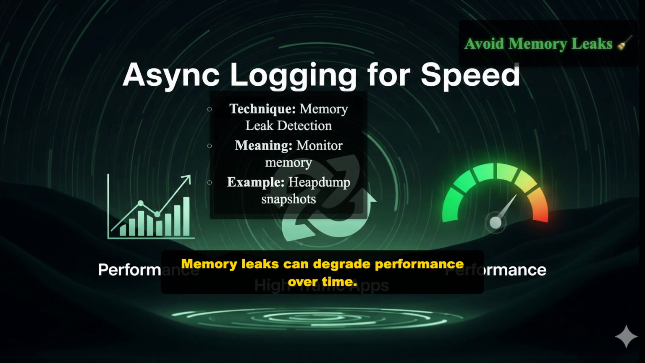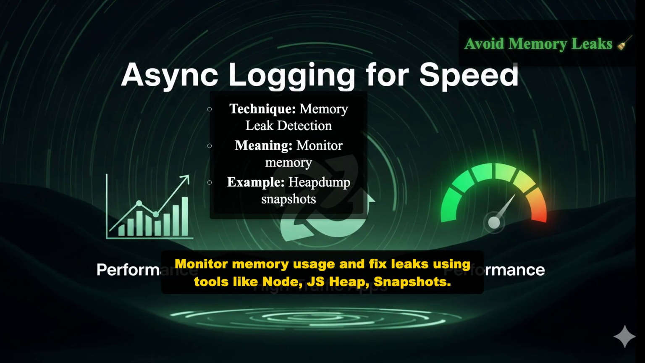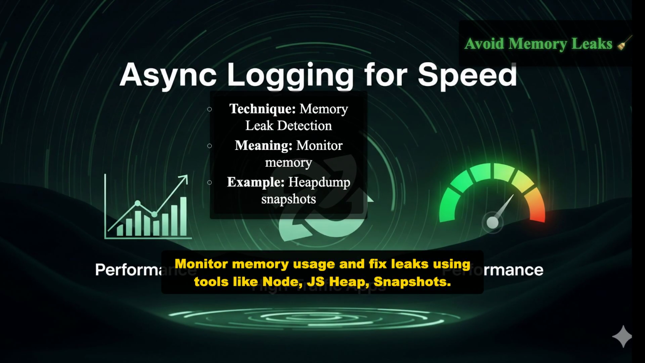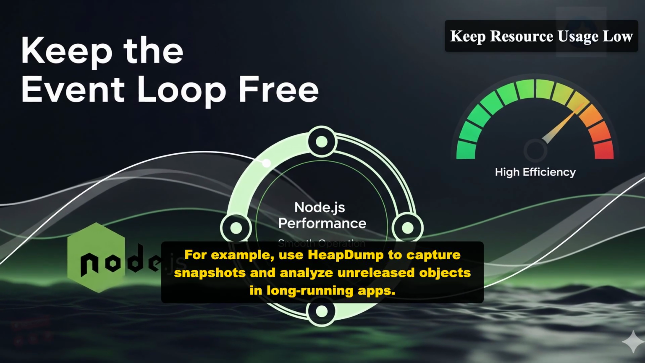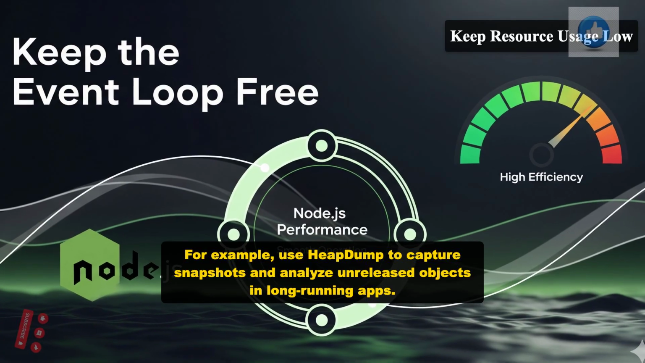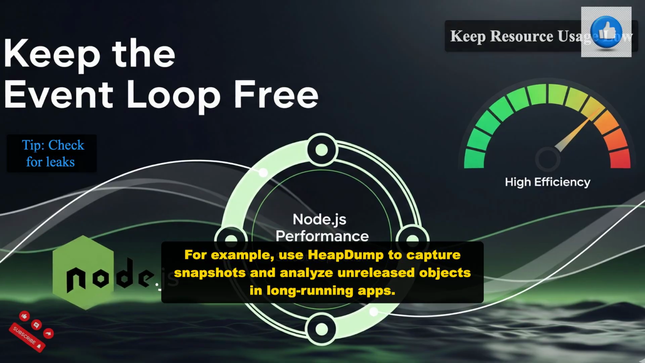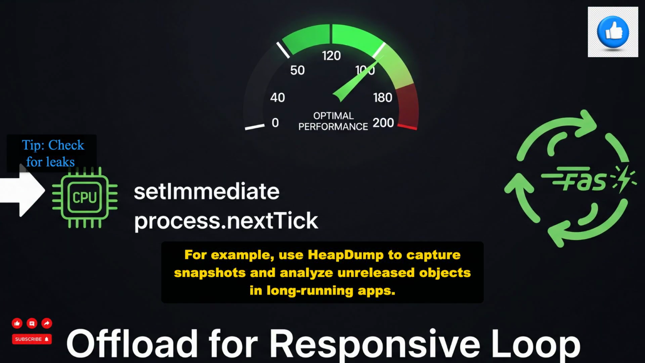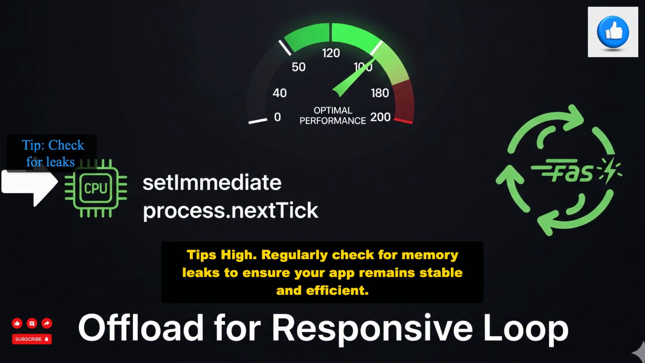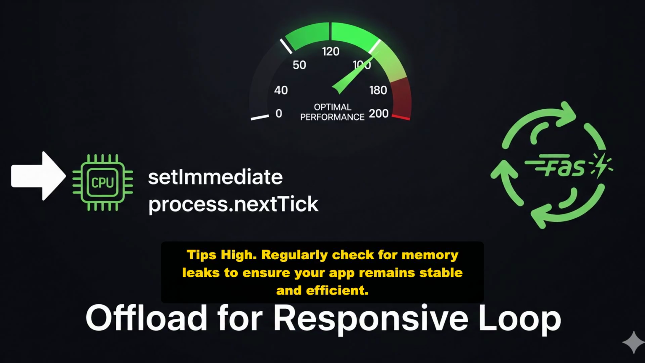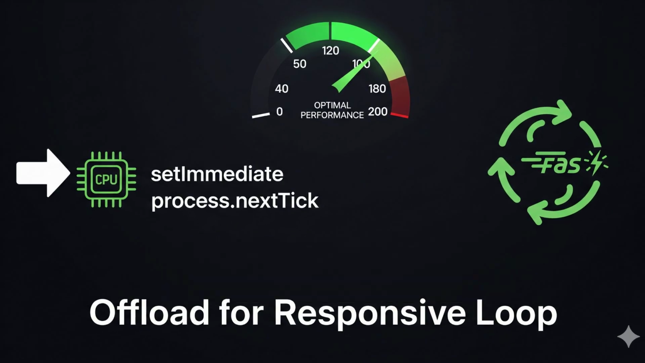Memory leaks can degrade performance over time. Monitor memory usage and fix leaks using tools like Node.js heap snapshots. For example, use a heap dump to capture snapshots and analyze unreleased objects in long-running apps. Tip: Regularly check for memory leaks to ensure your app remains stable and efficient.